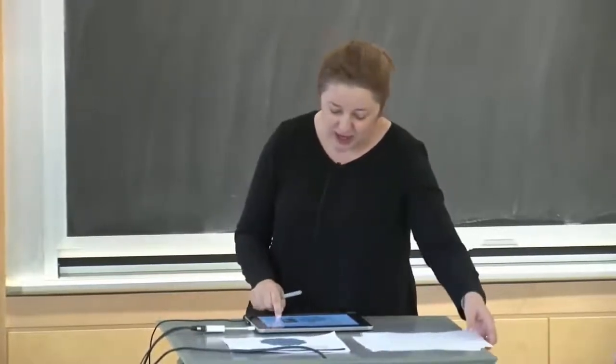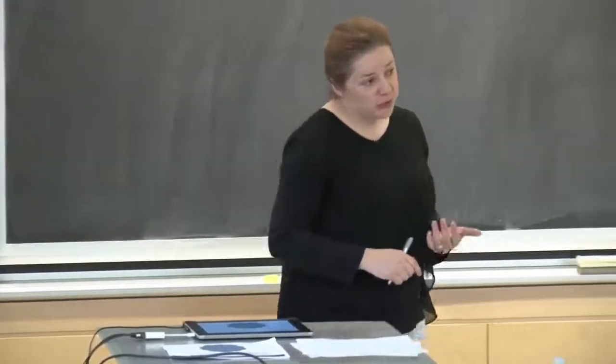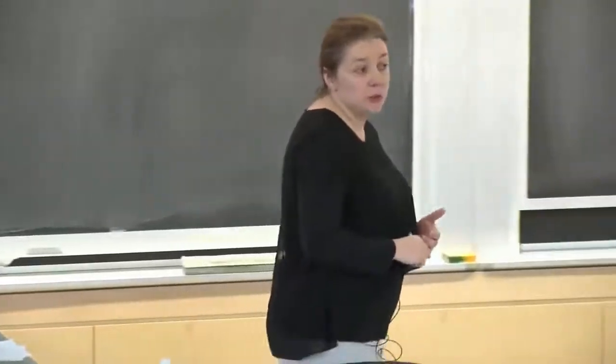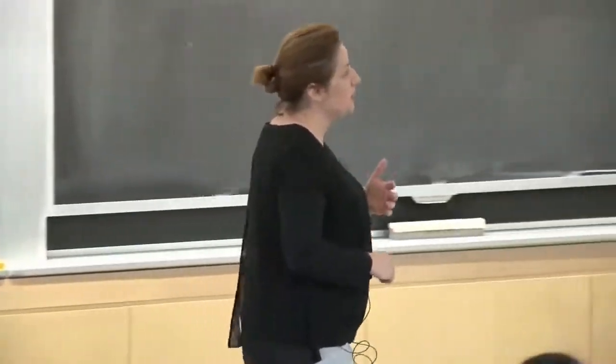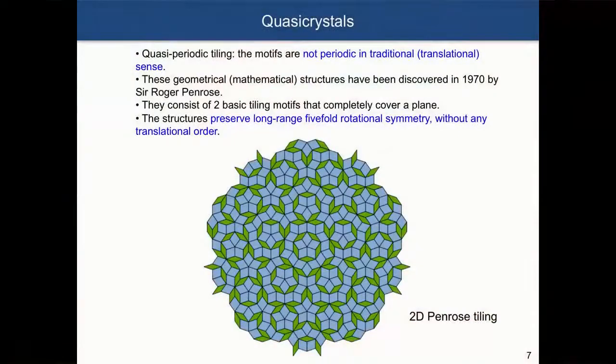Okay, so as it turns out, the concept of quasi-crystallinity is not new to material science. It actually existed in math for a relatively long time. These are the so-called Penrose tiling structures. Sir Roger Penrose was a mathematician, and in the 1970s, he developed this mathematical concept of quasi-crystals.